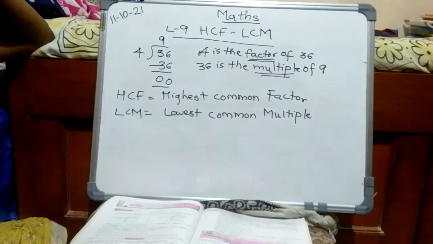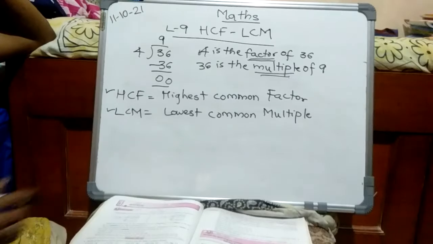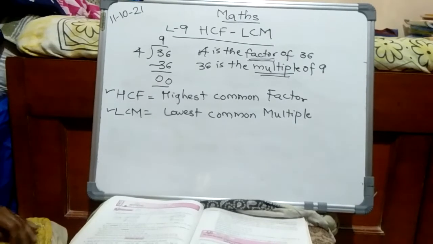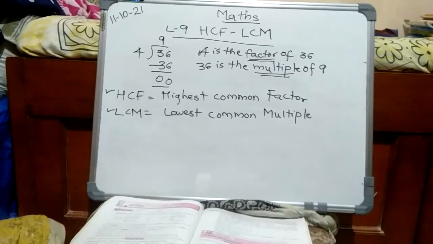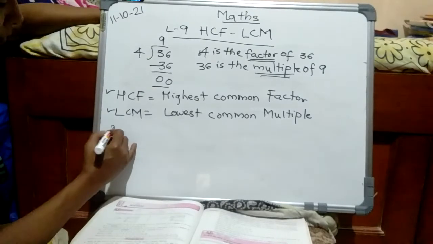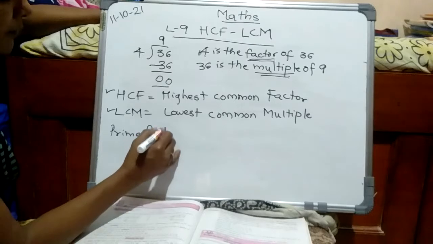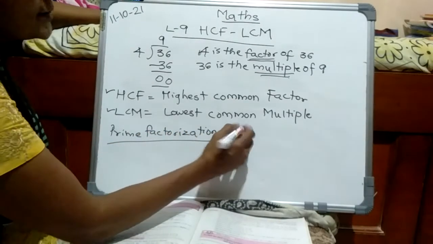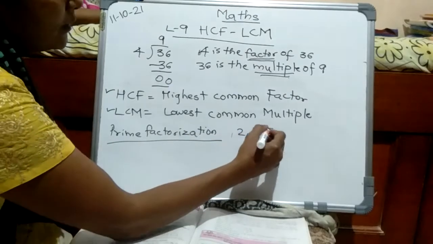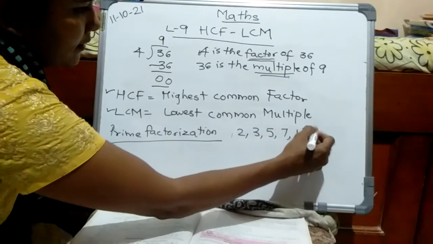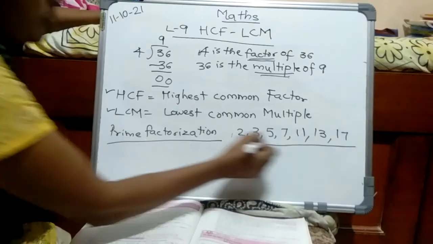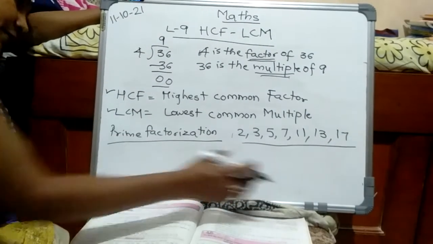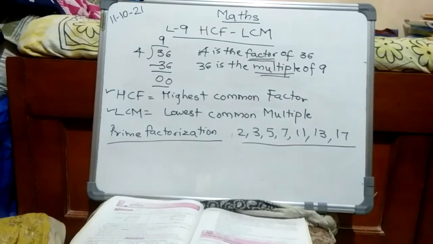Okay, now we will take both the terms one by one and explain how to find HCF with prime factorization. Now what is prime factorization? It is nothing but factorization with the prime numbers, that is 2, 3, 5, 7, 11, 13, 17. These are all prime numbers. So the factorization done with the help of the prime numbers is known as prime factorization.